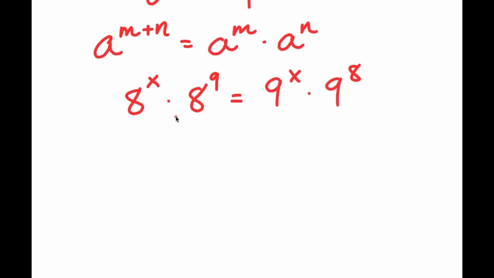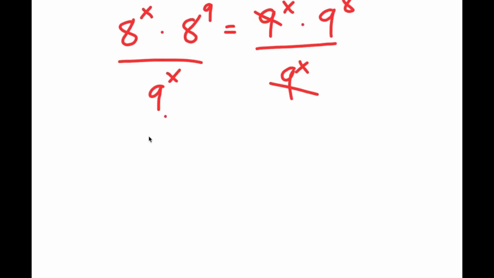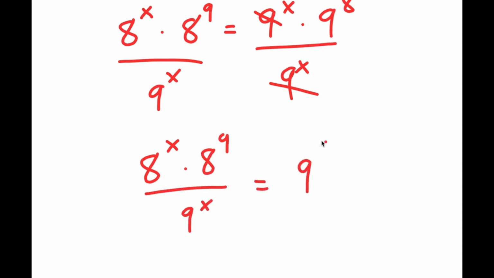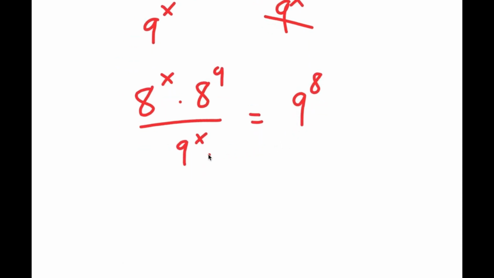Now from here, I'm going to divide both sides by 9 to the power of x. So then for my right hand side, these two cancel out, and I get 8 to the power of x times 8 to the power of 9 over 9 to the power of x is equal to 9 to the power of 8. Now I'm going to divide both sides by 8 to the power of 9.